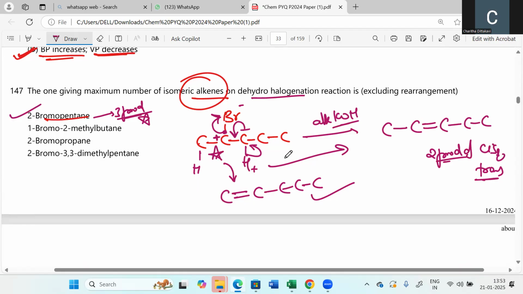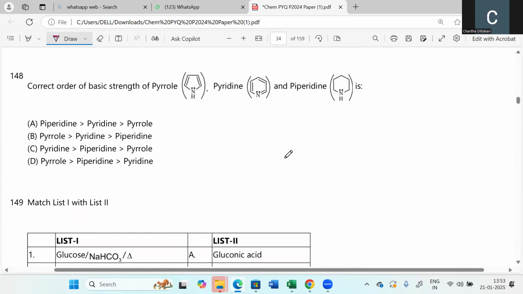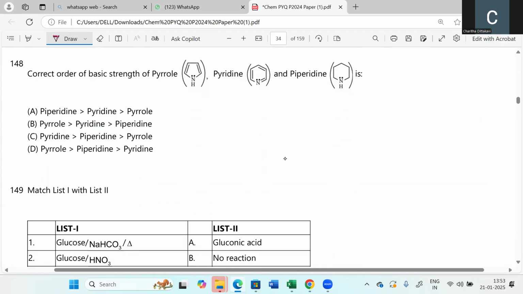Okay, next, moving on. Correct order of the basic strength of pyrrole, pyridine, and piperidine.